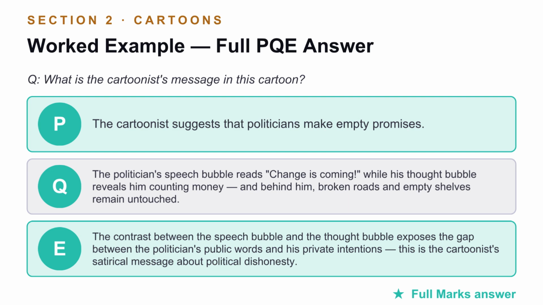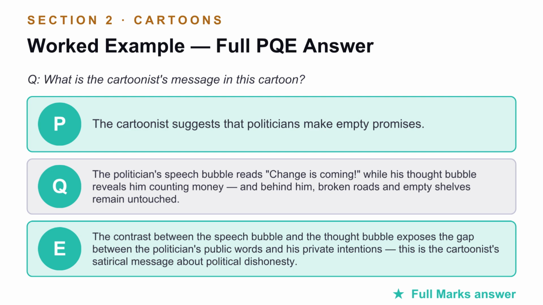Your explanation? The contrast between the speech bubble and the thought bubble exposes the gap between the politician's public words and his private intentions, which is the cartoonist's satirical message about political dishonesty. That answer earns full marks.